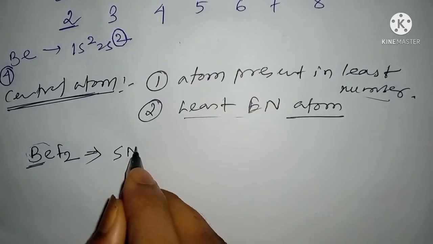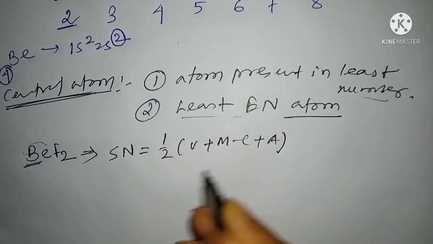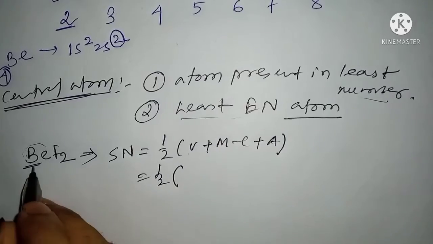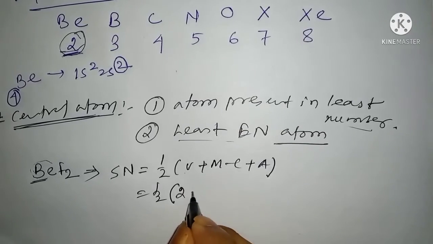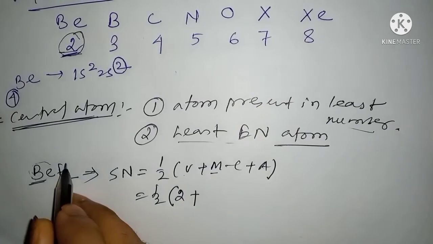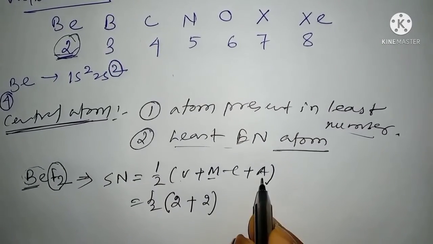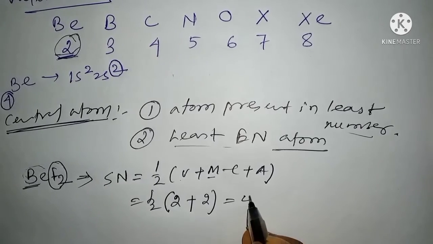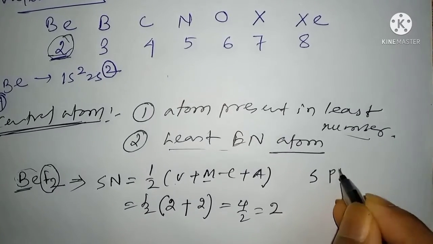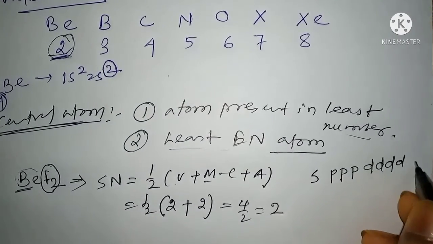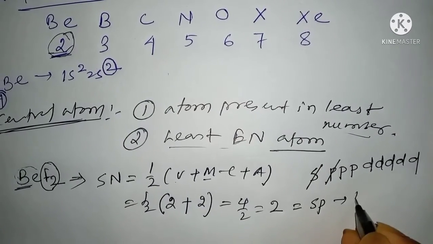Now first calculate the steric number: half into V plus M minus C plus A. The valence electron of beryllium is 2. So it is 2 plus M, the number of monovalent atoms, which is 2, since fluorine is monovalent. No cationic or anionic charge is there. So this is 4 by 2, which equals 2. Now for hybridization, we know s has 1 orbital, p has 3 orbitals and d has 5 orbitals. So for steric number 2, the hybridization is sp hybridization.